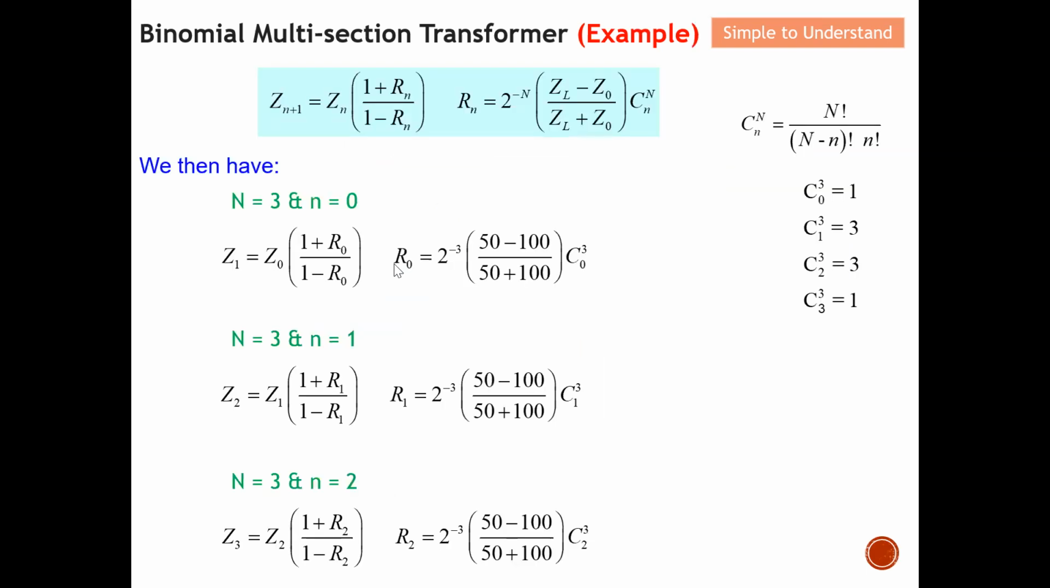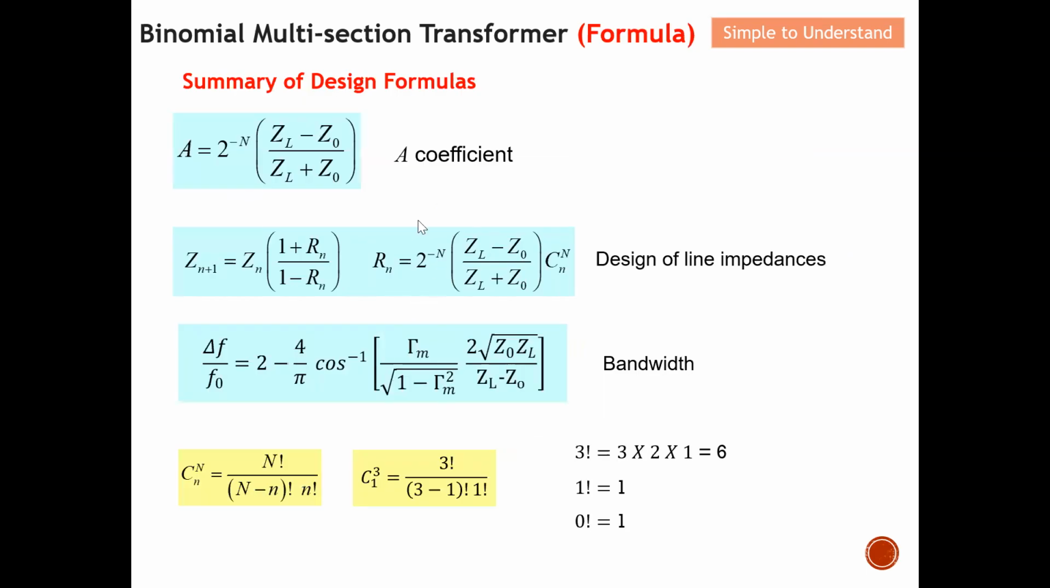Next, I'm ready to use the second equation, which is illustrated over here. This second set of equations will allow us to design the line impedance. Let me show you how we can calculate the 3-section. For this example, I need to calculate the 3-section multi-section transformer. So this equation will allow me to design the 3-section line impedance.